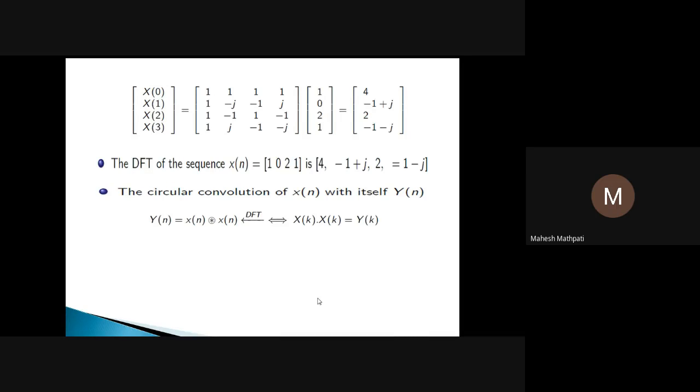Are you able to understand this? Yes, sir. Now have you got the answer? Just take this. Minus 2j, 4 and 2j. The answer is 16 minus j2, 4 and j2. This is the final answer.